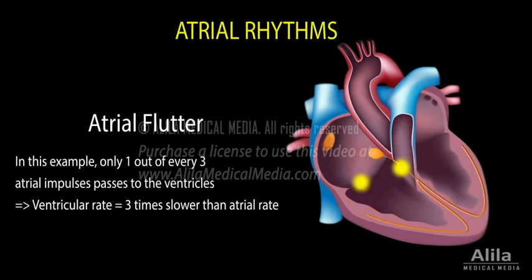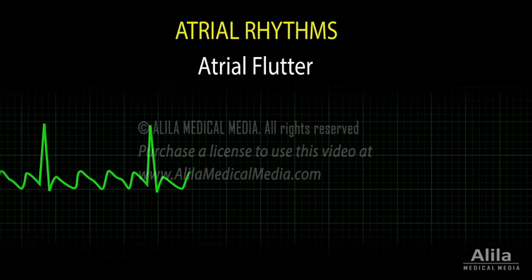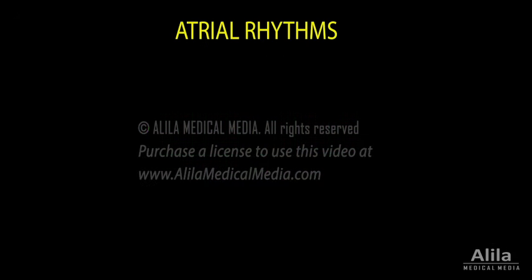Ventricular rate in a flutter is usually regular, but can also be irregular. On an ECG, P waves are absent. Instead, flutter waves are present in sawtooth patterns.